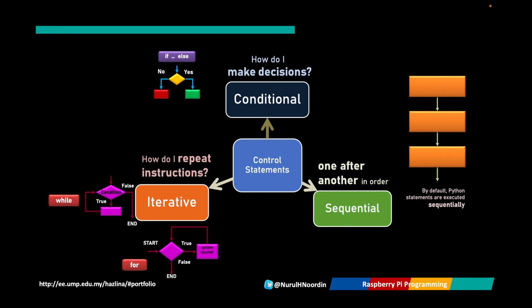By applying these concepts, you can develop interactive and automated systems, enabling your Raspberry Pi to respond intelligently to users' input and sensor data. Now that we have covered control flow, let's move on to the hands-on implementation, where we'll apply these concepts to control GPIO pins with Python.